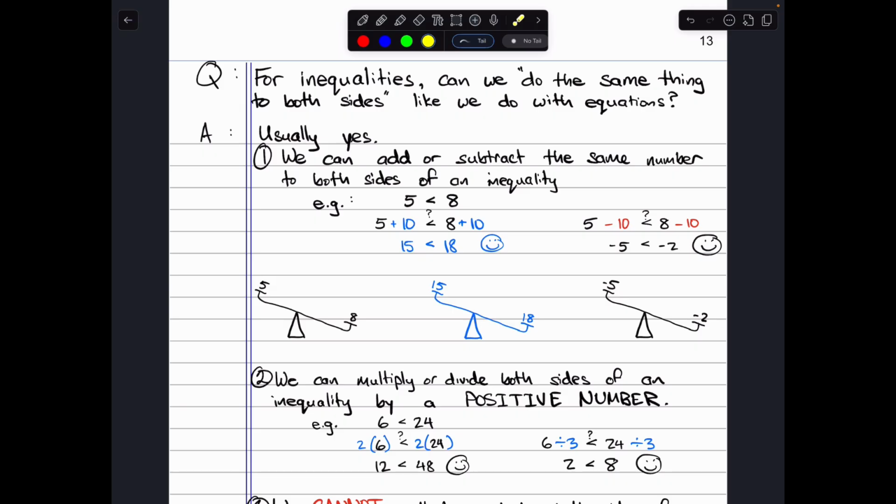I've got another example here. Again, starting out with something we know to be true, 5 is definitely less than 8, but is 5 minus 10 still less than 8 minus 10? And it is. Again, I'll color code it for you. If we subtract 10 from both sides of that inequality, we get a true statement. Negative 5 is definitely less than negative 2. That might seem weird to you if you're not comfortable with negative numbers yet, but this is saying that negative 5 is further to the left on the number line than negative 2 is, and that is true.